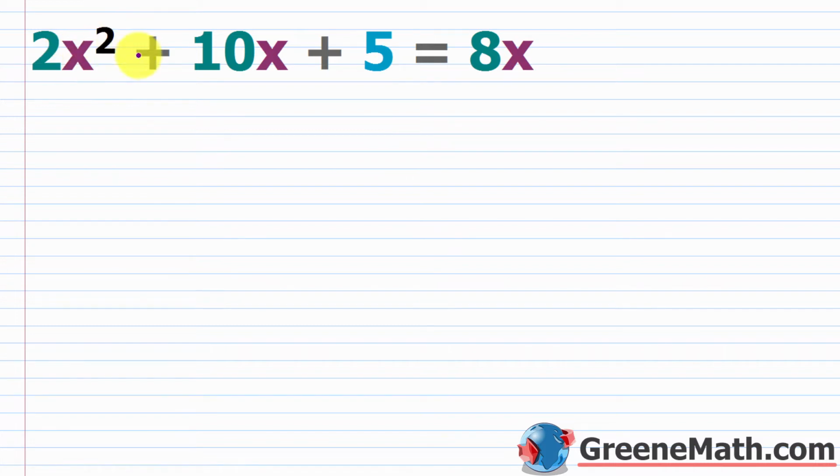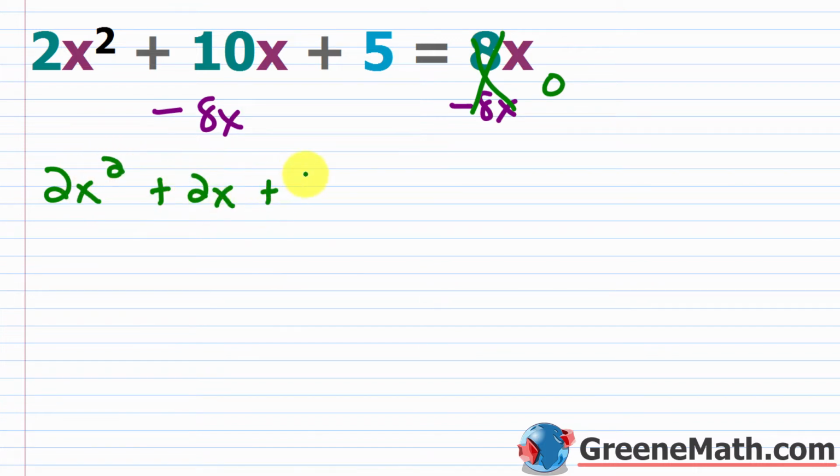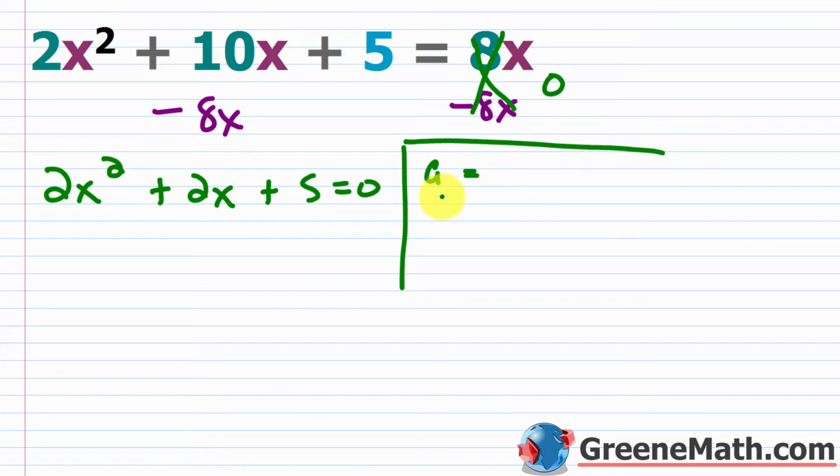So I have 2x squared plus 10x plus 5 equals 8x. I'm going to subtract 8x away from each side to put this in standard form. So this cancels over here and becomes 0. I'm going to have 2x squared plus 2x plus 5 equals 0. Now I'm going to record the values for a, b, and c. What's a? It's the coefficient for x squared, so that's a 2.